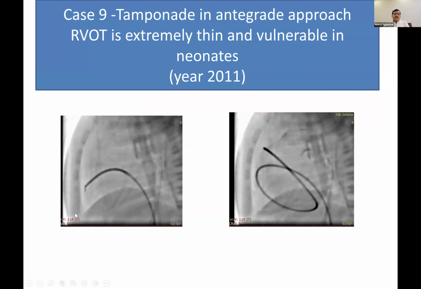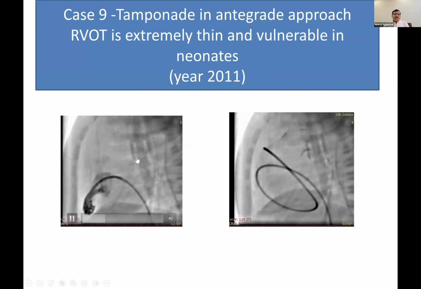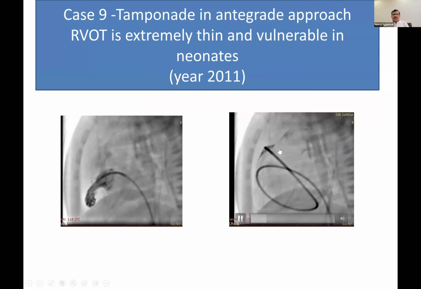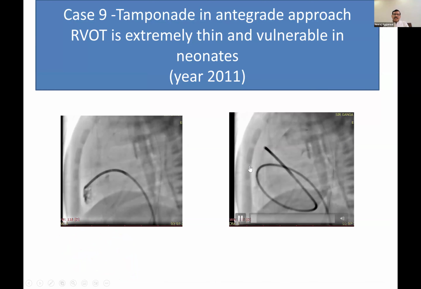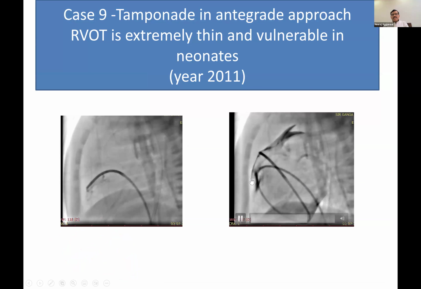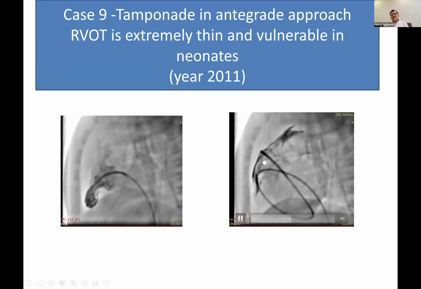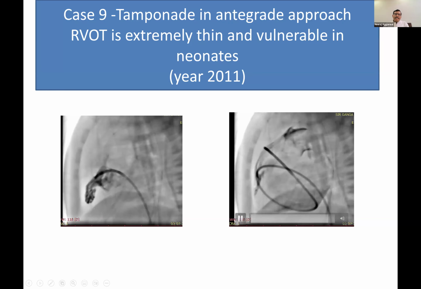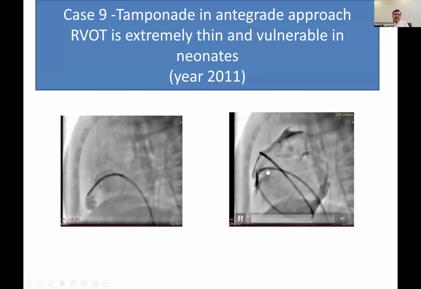This one is from a long time back. Again, I was using a straight tip wire, with severe RV dysfunction, through the antegrade route, and we thought we had crossed the valve, but this is the pericardium. We should have understood that this route was a pericardial effusion and not the routine route for the BPV. Whenever I have used a straight wire, this has happened.